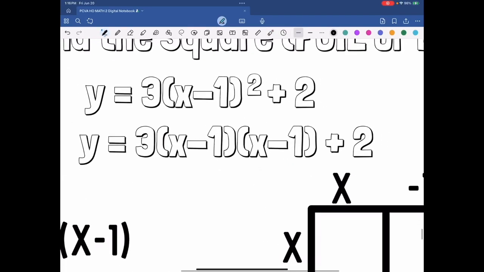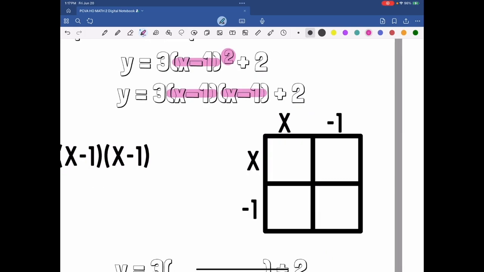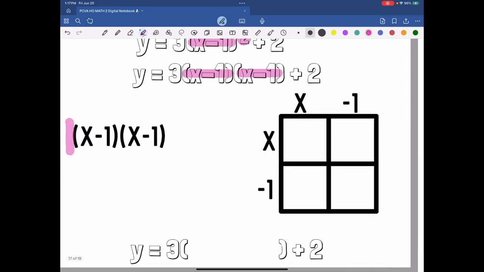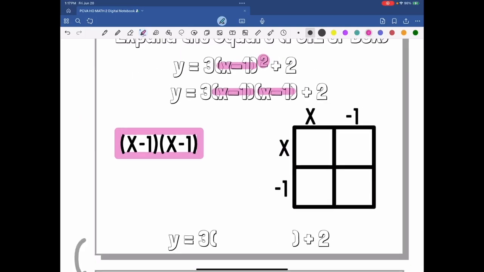This is the important part, because this is x minus 1 squared, just like we put it back together squared. That means we're going to expand it and write it two separate times. So why do we want to do that? Because now we're going to multiply these two pieces together.